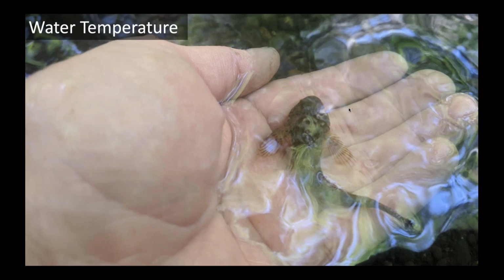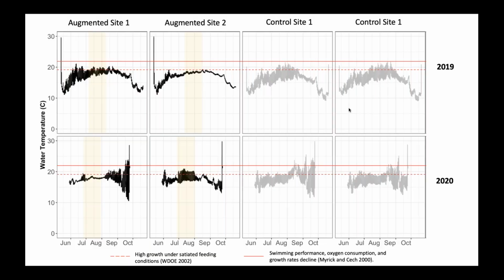You can see here the same design in the charts: augmented sites on the left, control sites on the right. 2019, the wet summer, on top; 2020, the dry summer, on the bottom. You can see, if you look just visually, that the effect of augmentation on water temperature was much smaller than the effect of augmentation on dissolved oxygen. And that was consistent across almost all of our sites and across both years.